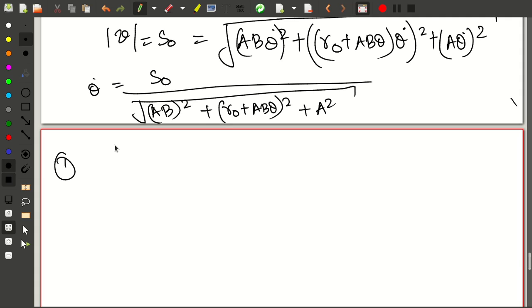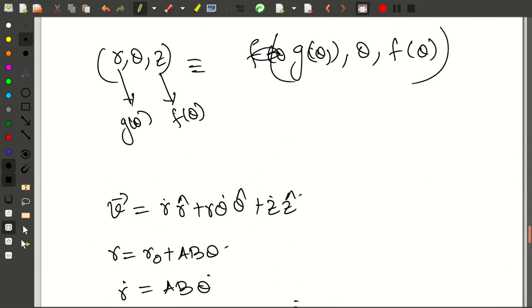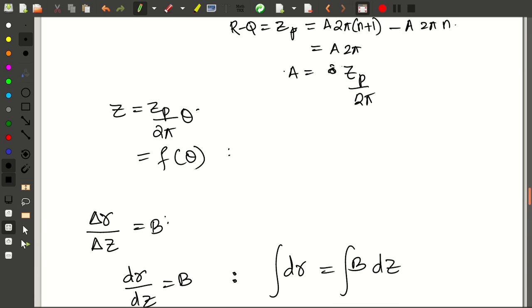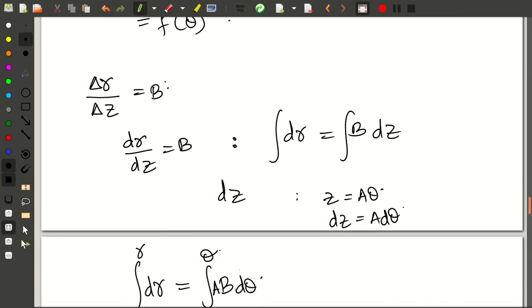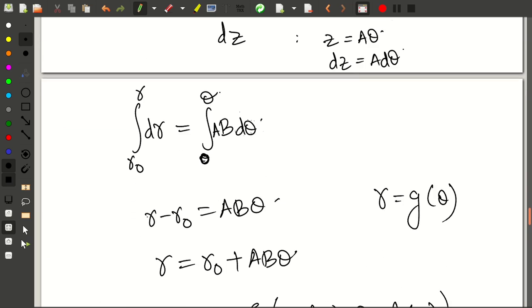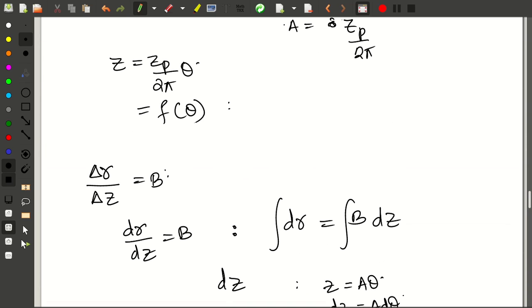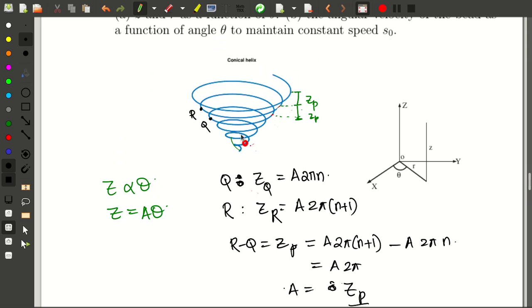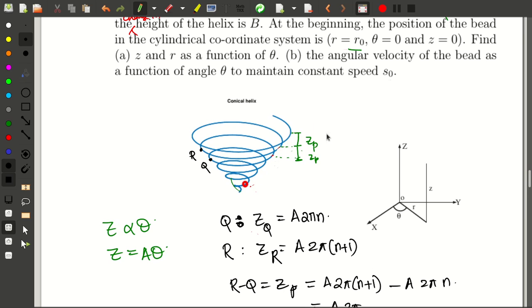All right, so I hope you understood whatever we discussed here, especially the parameterization part, how the coordinates z and r are parameterized with coordinate theta, and how this three-dimensional problem is basically a one-dimensional problem. I mean you can solve it as a one-dimensional problem. So I hope you understood it.